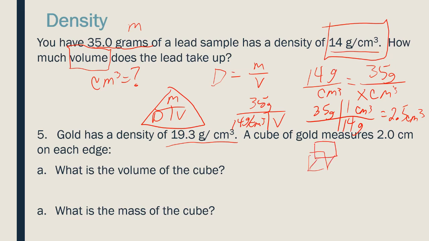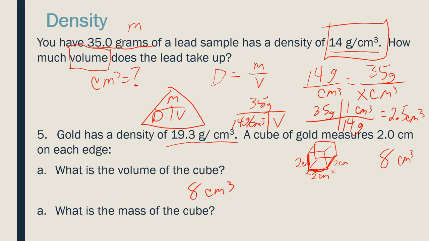Okay, so now gold has this density, and there's a cube, and that cube is going to measure 2 centimeters on every side. So this is 2 centimeters, and this is 2 centimeters, and this is 2 centimeters. This one here, this front one, and this one going up and down. Since they're all 2 centimeters, guess what that means? The volume, since it's centimeters cubed, means we have to multiply all the 2's. 2 times 2 times 2. 2 centimeters times 2 centimeters times 2 centimeters is 2 cubed centimeters cubed, or 2 times 2 is 4 times 2 is 8. So 8 centimeters cubed is the volume of the cube.